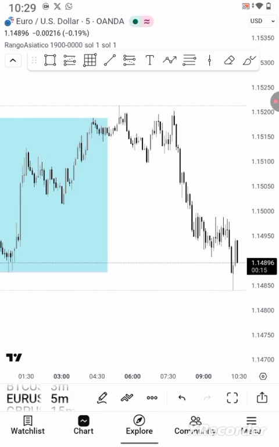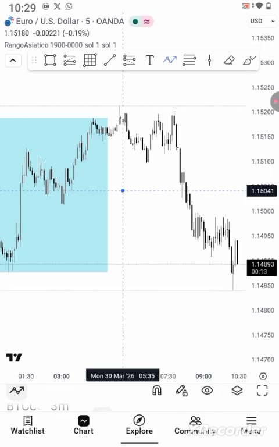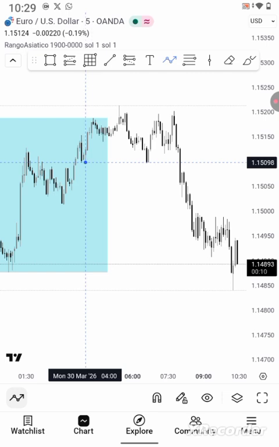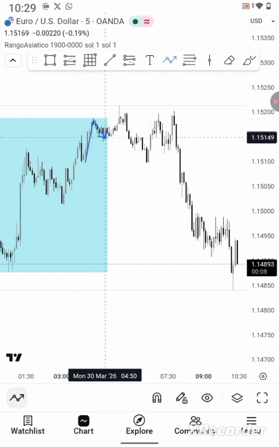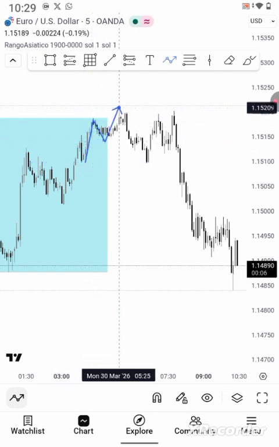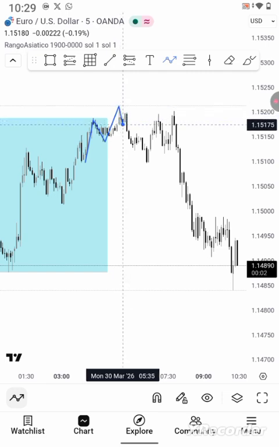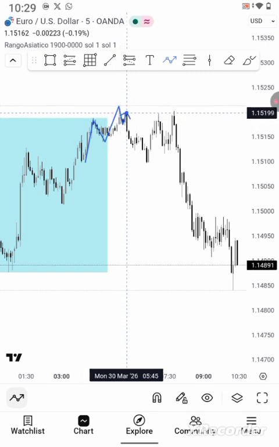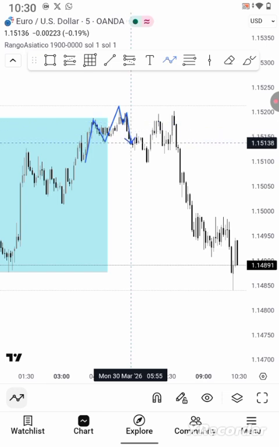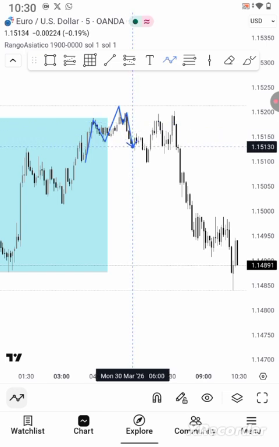Let me make it clearer again. So this higher high, higher low. On this 5 minutes time frame, it swept liquidity. Can you see it now? Higher low. It could not make a new high. Then it came down impulsively and broke structure. Are you seeing it now?